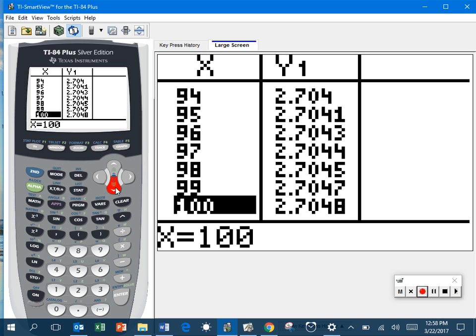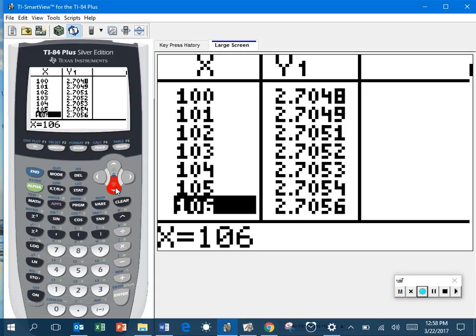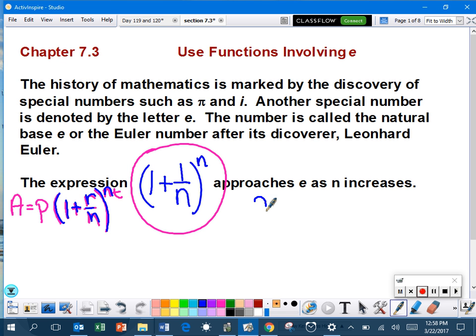And eventually, I don't think it's going to take too long to get there, so I'm going to speed this up a bit. It's going to get to 2.718. If I kept going, it would approach 2.718, and it would not go any further. That, ladies and gentlemen, is what the e represents, the Euler number, 2.718.